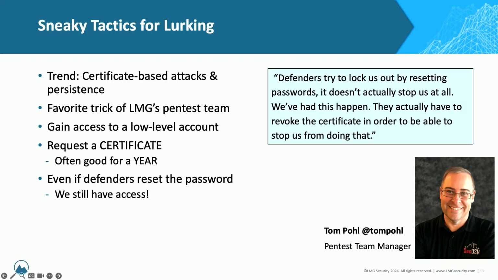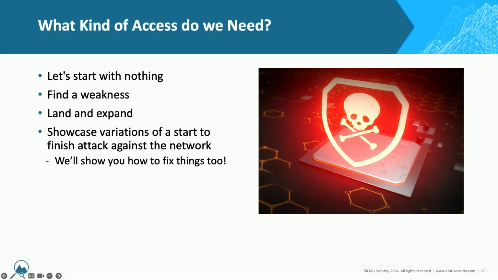So what kind of access are we actually going to need here? Let's go over how we're going to go about this. So we're going to start with basically nothing. Just standard access into a network. We're going to find a weakness, we're going to land and expand, and then we are going to showcase a few variations of this start to finish kind of attack. How do we go from having no access all the way up to just owning everything?